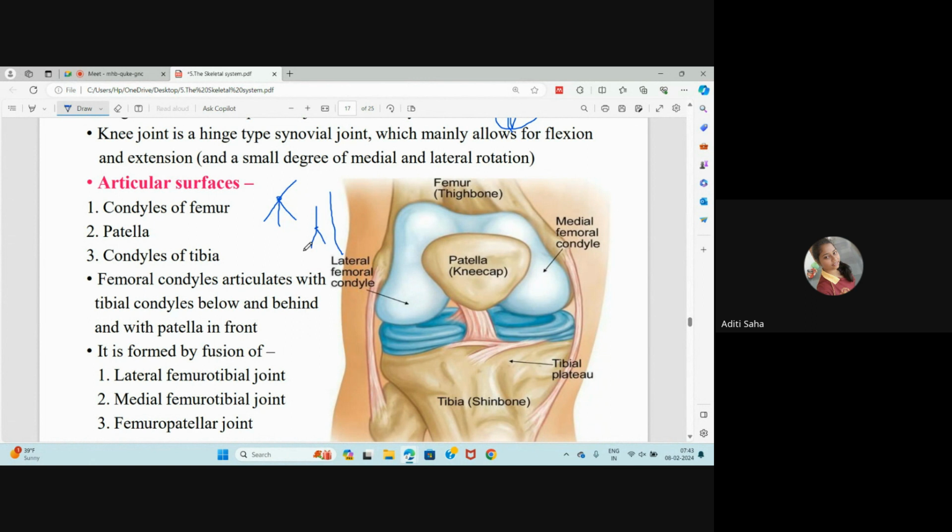Do you know Gokhilasan? Or Supta Vajrasan? Are you familiar with Supta Vajrasan? Ma'am, in Supta Vajrasana, we are bending our knee towards the midline.